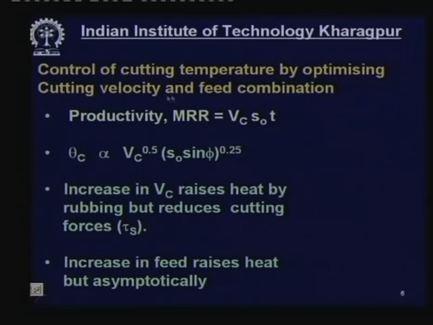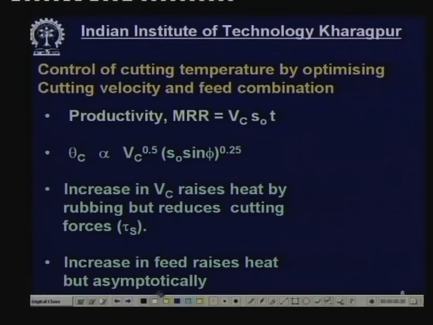Next is control of cutting temperature by optimizing cutting velocity and feed combination. Cutting velocity and feed are the process parameters, along with depth of cut, and the product of these gives the metal removal rate or productivity. Now, productivity cannot be hampered. If we reduce velocity or feed, then definitely the temperature will come down, but we have to sacrifice productivity. So, that has to be retained.